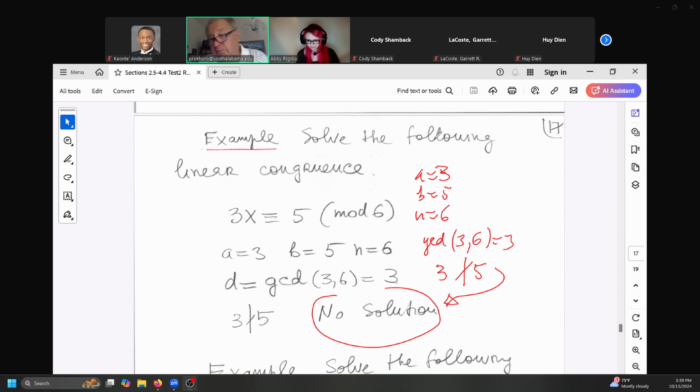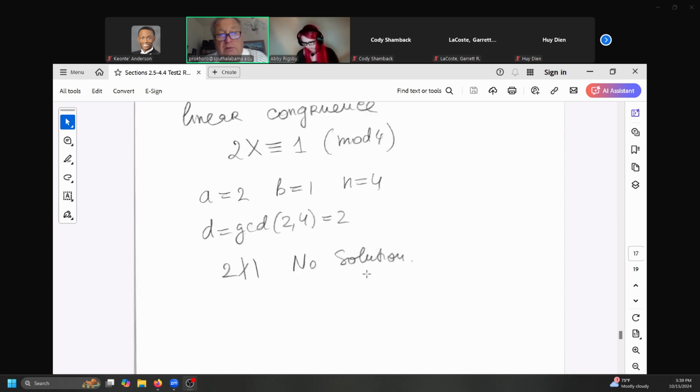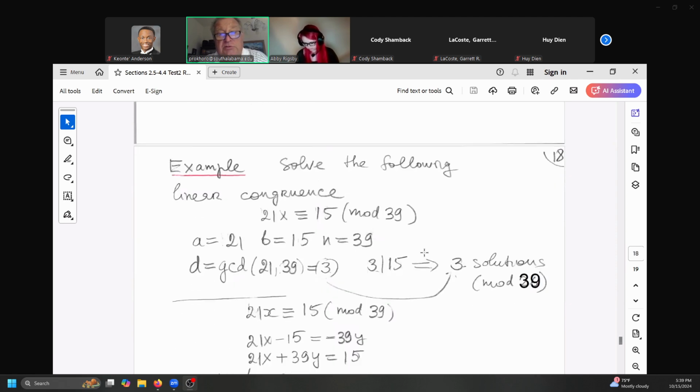And now the final problem, when we have more than one solution. Okay, let's do this one. Let's do it accurately. So 21x is congruent to 15 modulo 39. Write it. 21x is congruent to 15 modulo 39.